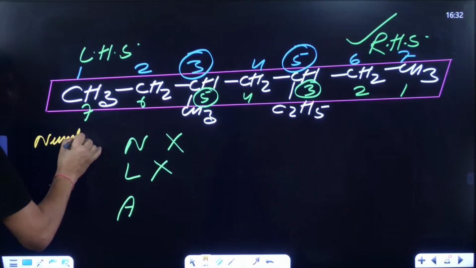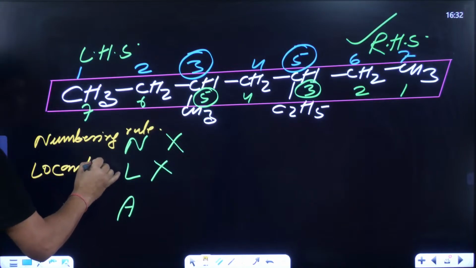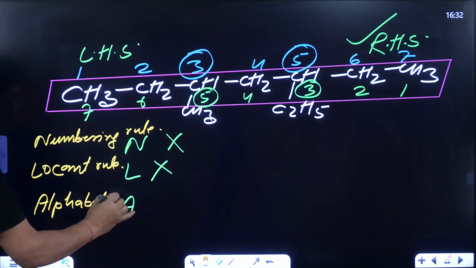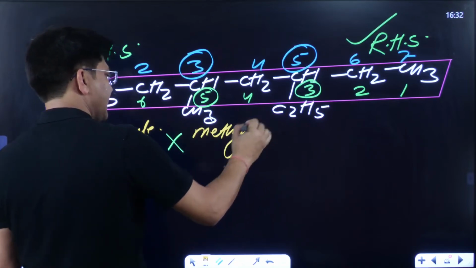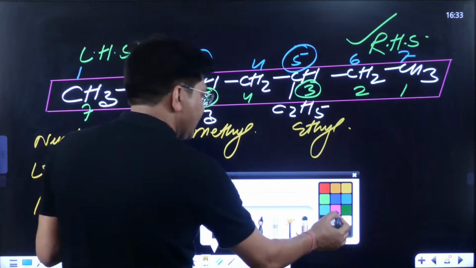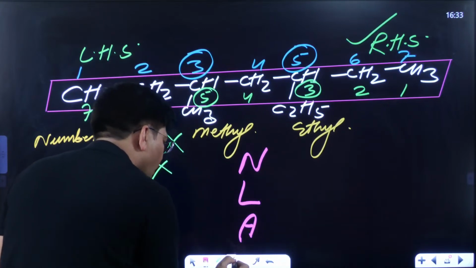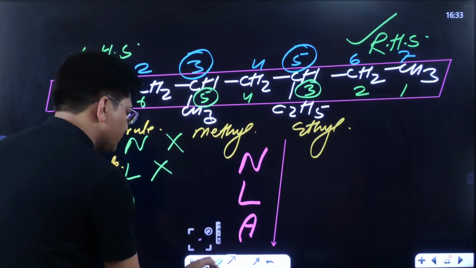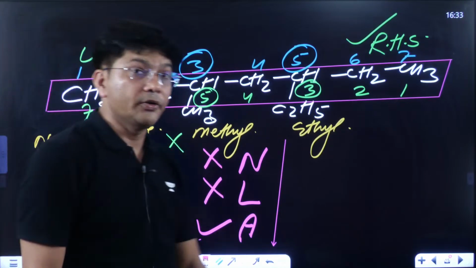Once the numbering rule failed and the locant rule failed, now you are supposed to follow alphabetical order, kids. So this is methyl, that is ethyl. Do remember, follow the sequence N-L-A. This is the trick I am going to give you. You have to follow it, otherwise you will fail. Always follow N-L-A. Once the numbering rule fails and the locant rule fails, then only apply alphabetical order.